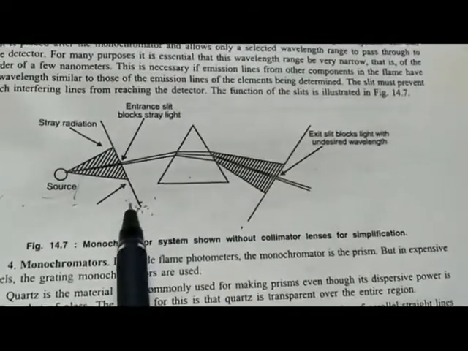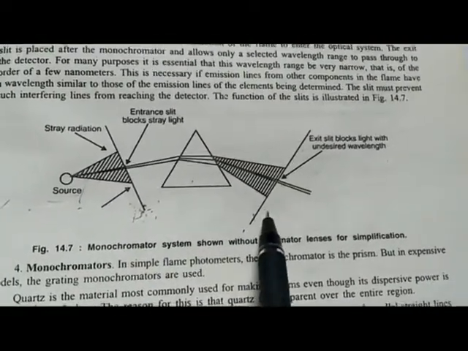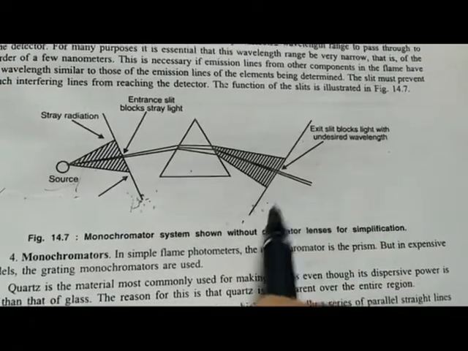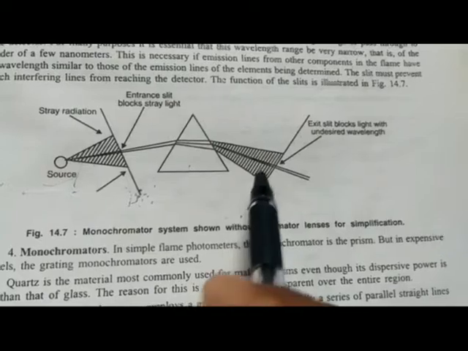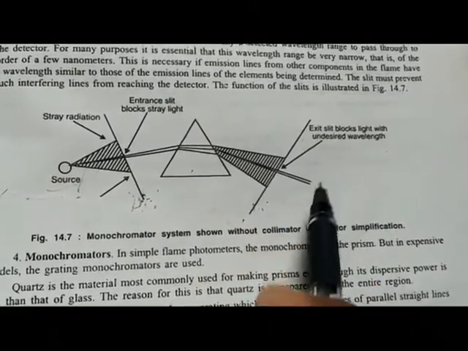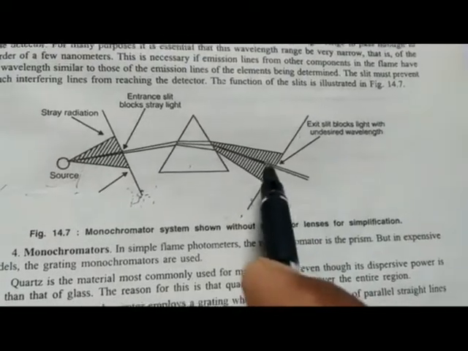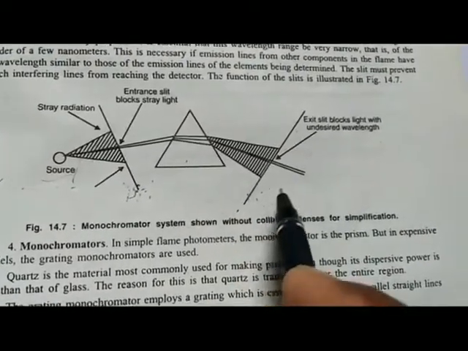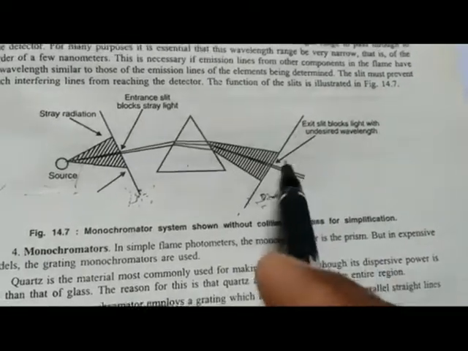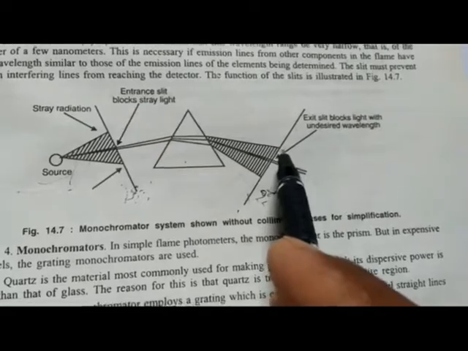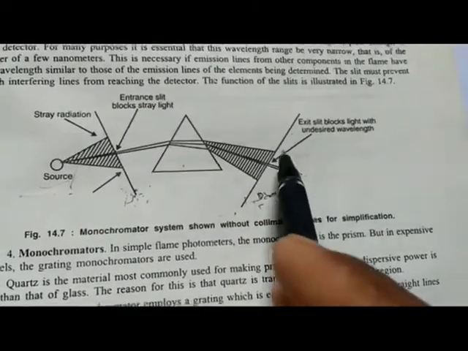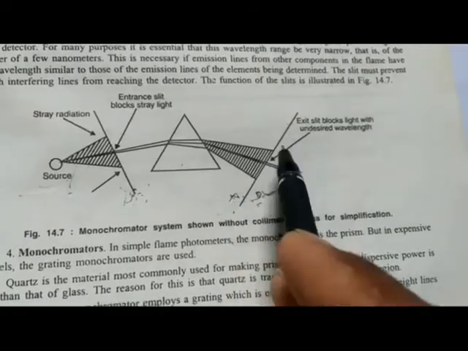Next are the entrance slit and the exit slit. The exit slit blocks light with undesirable wavelengths. So here we select a wavelength, and only the selected wavelength range passes through the exit slit. So we selected 330 nanometers. So from the exit slit only 330 nanometer rays go through. All other rays are blocked by the exit slit.